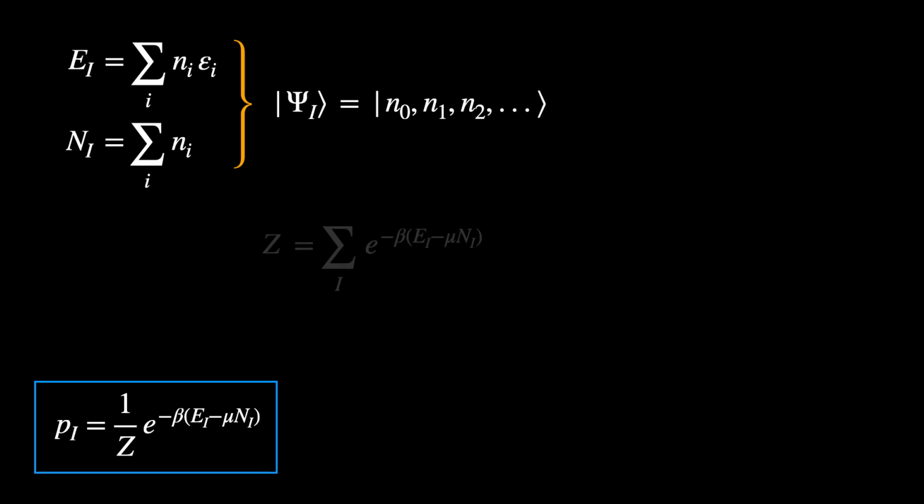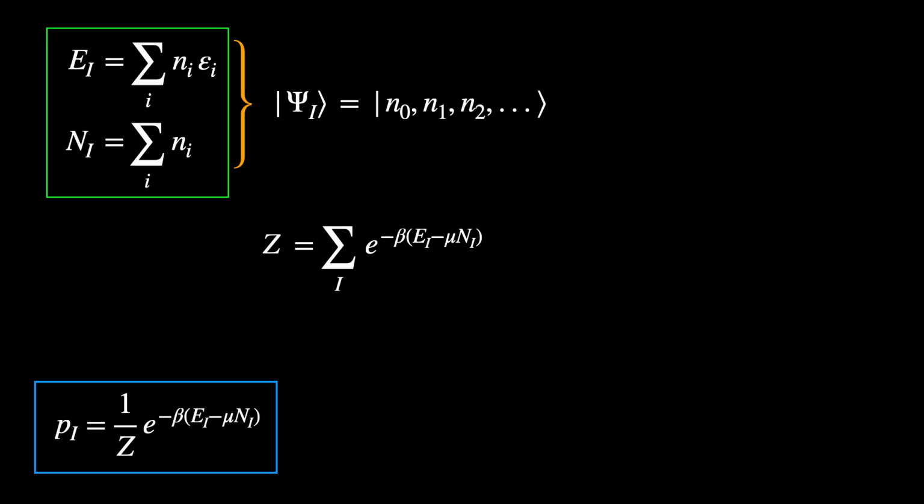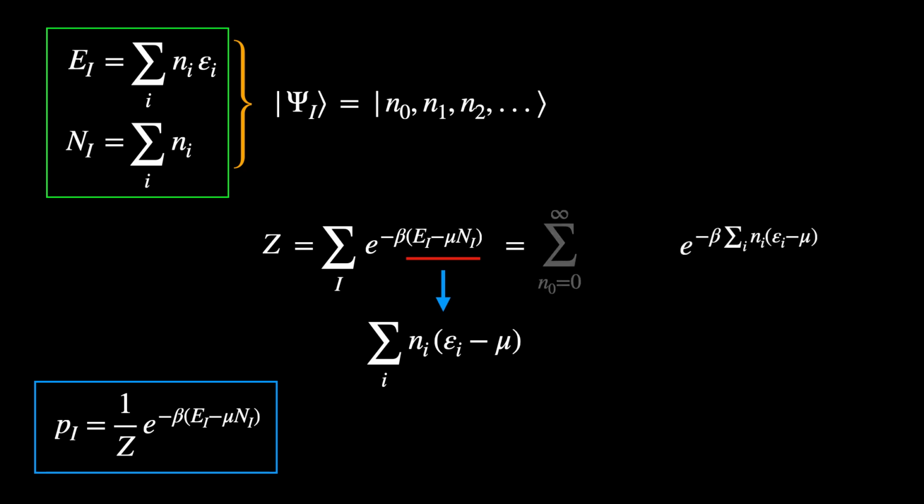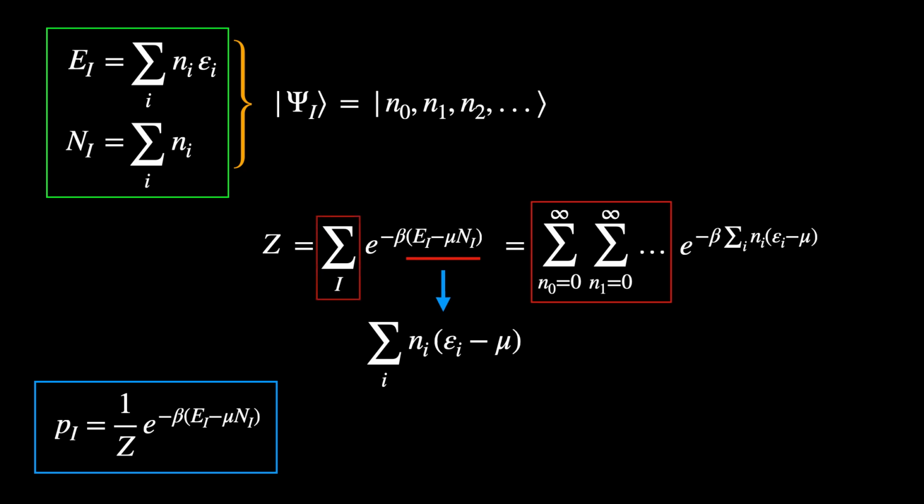Let's write the partition function of the Grand Canonical Ensemble in terms of single particle states and their occupation number. Using the green box above, the exponent of the Boltzmann weight can be rewritten as, while the sum over multi-particle states can be written as the sum over the occupation numbers of all the single particle states.